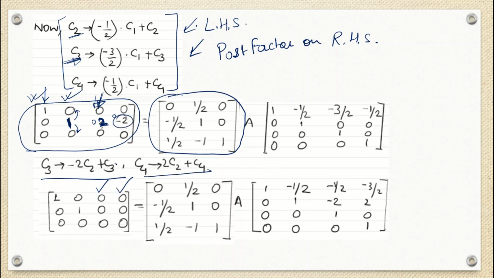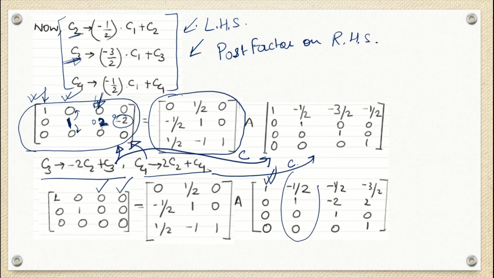And whatever column operation I am performing in my left hand side, I have to perform on my right hand side also, but on the post factor. Similarly, this column transformation in the left hand side, this column transformation on the right hand side, but on the post factor. So for that case, C1 will be as it is, C2 will be as it is, C3 and C4 will only get changed, and we have done that, and we are seeing that C3 and C4 new numbers have come. So after this place, can I say that this matrix is in the normal form?